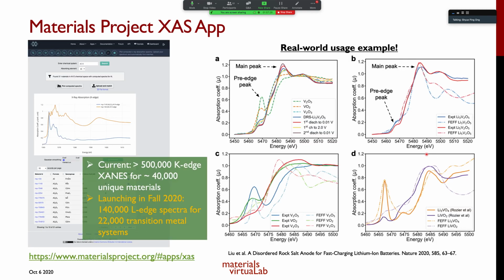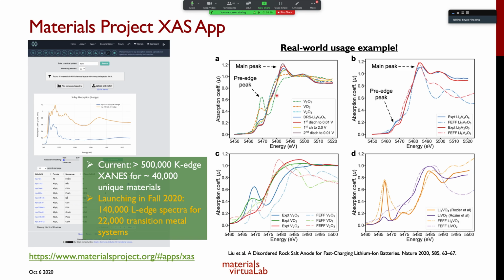Now, today, if any of you are interested, you can actually access all the X-ray absorption spectra that we have calculated in the Materials Project X-ray absorption spectra app. The address is right here, www.materialsproject.org/apps/xas. We have calculated about 500,000 K-edge XANES spectra for around 40,000 unique materials. So this is by far, I would say, the largest database of XANES spectra anywhere. And in the fall of 2020, we are going to add on to this database. It's no longer going to be just K-edge, but we are going to add on about 140,000 L-edge spectra for about 22,000 mostly transition metal systems.